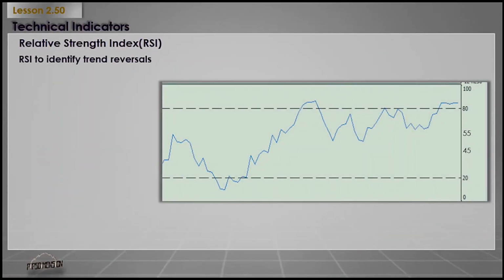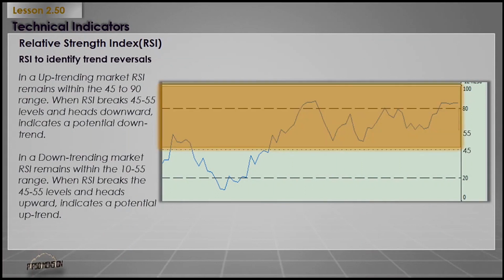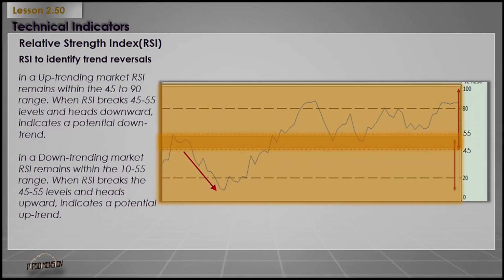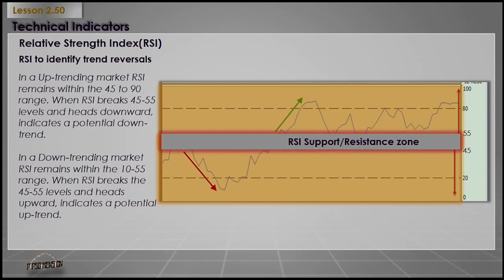Here is how you can use the RSI to identify trend reversals. In an uptrending market, RSI remains in the 45 to 90 range. In that case, when the RSI breaks the 45 to 55 zone and heads lower, it indicates a potential downtrend. Also, in a downtrending market, the RSI remains in the 10 to 55 range. In this case, when the RSI breaks the 45 to 55 zone and heads upward, it indicates a potential uptrend. So, the 45 to 55 zone of the RSI indicator is usually used as an RSI support zone in an uptrending market and as a resistance zone in a downtrending market.